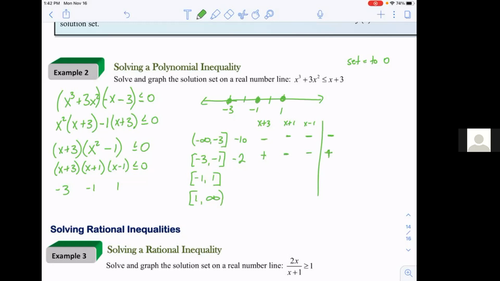Negative 1 to 1. Again, we change signs from left to right. So that means that 0 has to be in there. That's going to be a positive. That's going to be a positive. And that's going to be a negative. So that's going to give me a negative sign. And lastly, we're looking at something like positive 10. So that's a positive, and a positive to give me a positive.